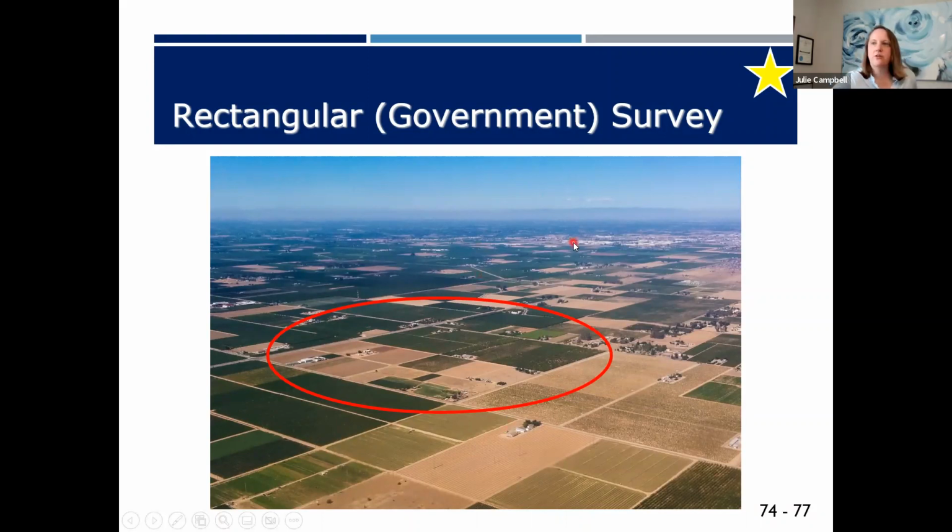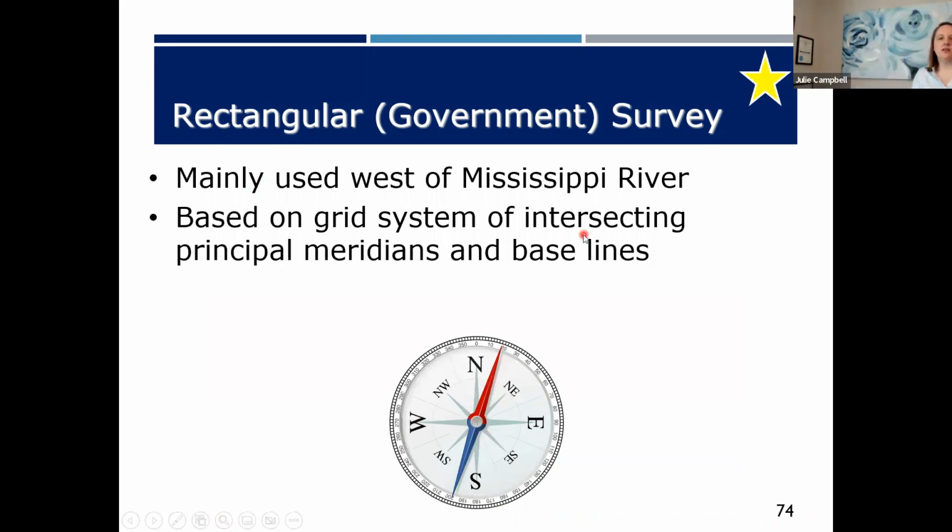So the rectangular survey system is mainly used west of the Mississippi. We're not going to use this here. And the rectangular government survey system is a grid system.